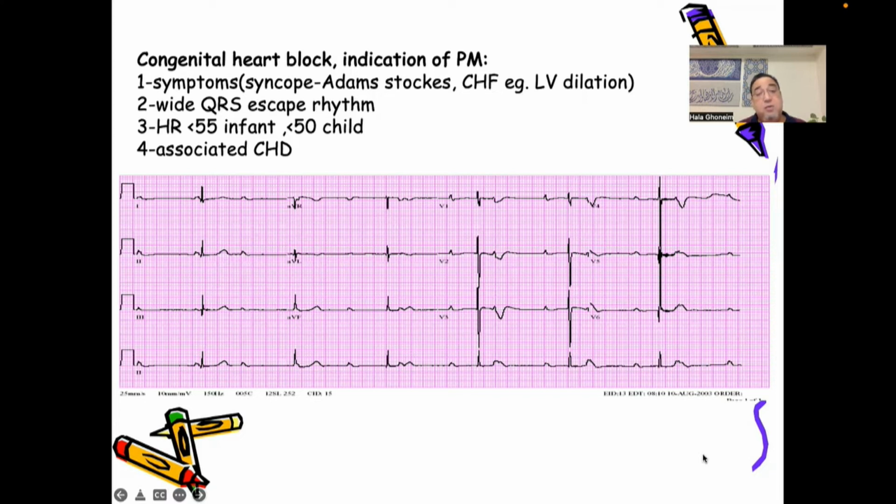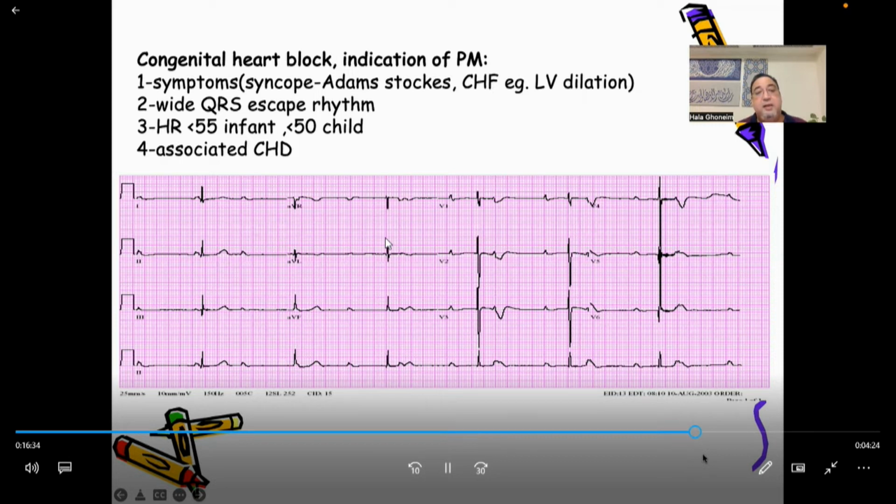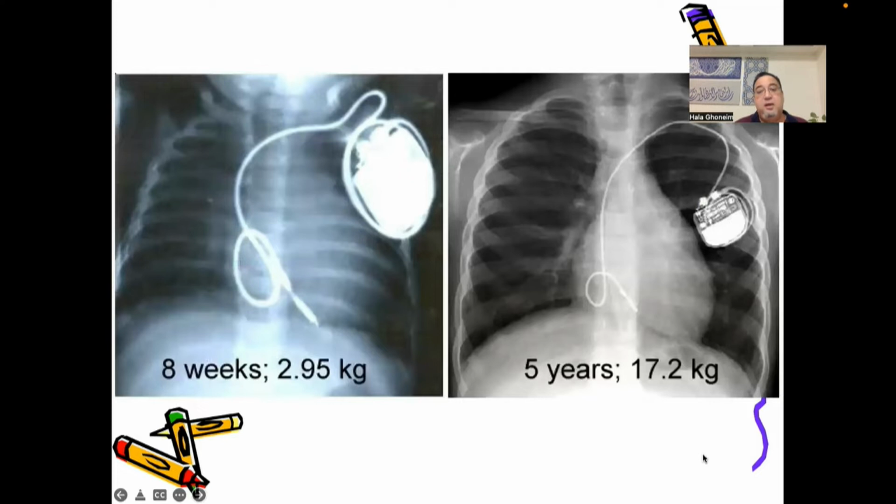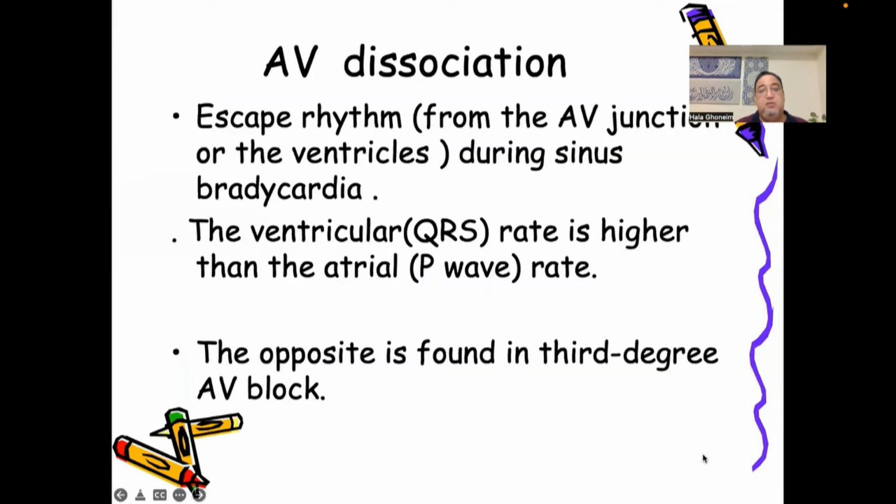If the QRS complexes are wide, the escape rhythm here is not from the AV node, it's from the ventricle. So you have a dilemma and problems in the SA node and the AV node. And if the heart rate is less than 55 in an infant, or less than 50 in a child, and if you have significant or severe complex congenital heart disease, even in an age group like 8 weeks or more, a little bit advanced age, we can insert a pacemaker in the child to save his life.